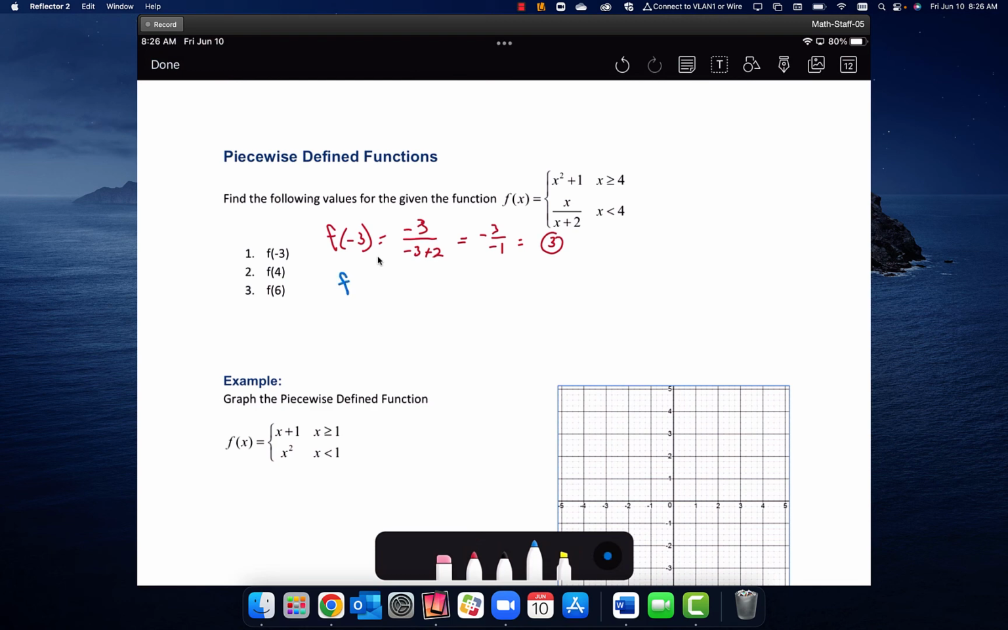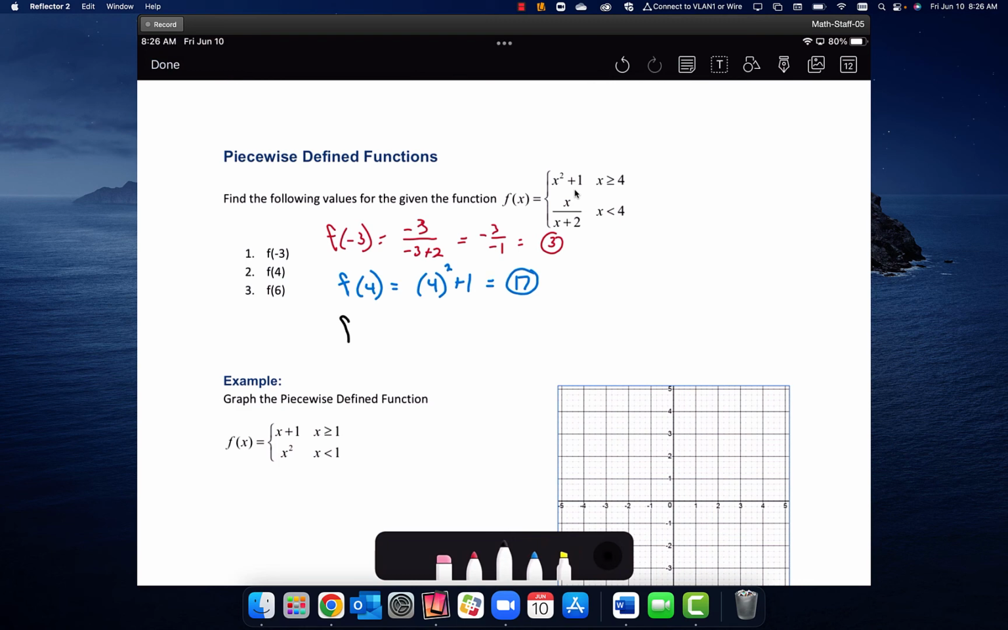Next, f of 4. We have to see where the 4 is to determine which equation we're going to use. Notice there's a 4 in both of these, but only one of them has equality on the 4. That's the first one. So we're going to use x squared plus 1 to evaluate the 4. So plug in the 4, square it, and add the 1. We get 17.